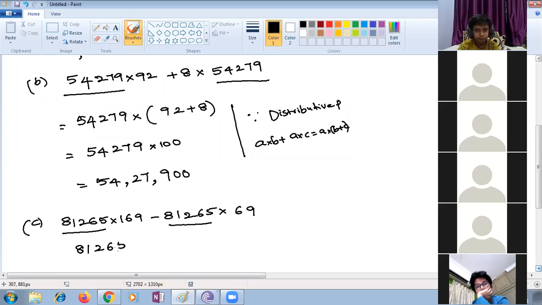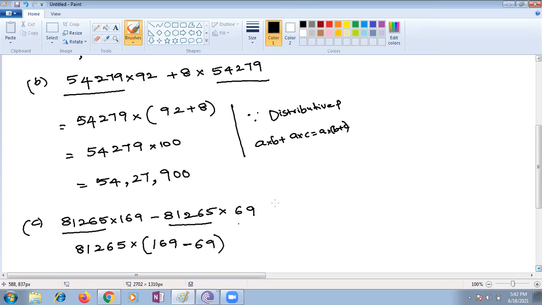So you can take the mother outside and use the bracket. Who are the children here? 169 and 69. What sign am I supposed to keep here? Minus. Very good. Which property is it? Distributive property.